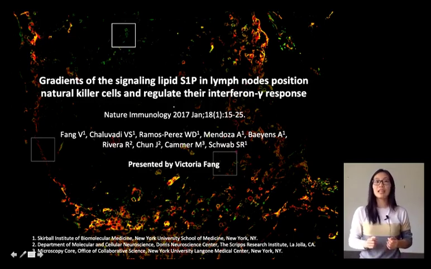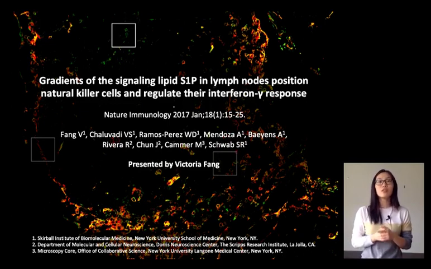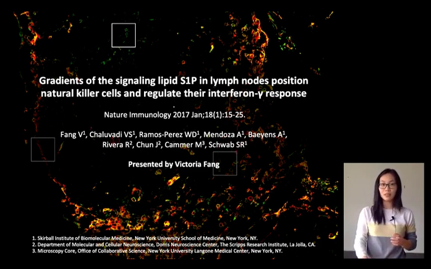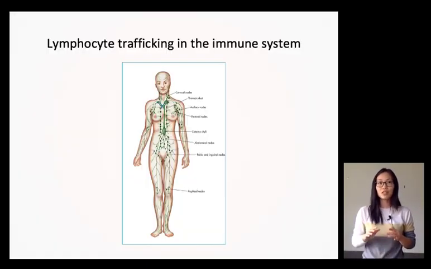Hi, I'm Vicki Fang, and I did my PhD work in the lab of Susan Schwab at NYU. Today I'll tell you about my work on how S1P gradients in lymph nodes regulate natural killer cell positioning and infection response. The immune system detects and fights off foreign particles, like bacteria, viruses, parasites, as well as cancers.